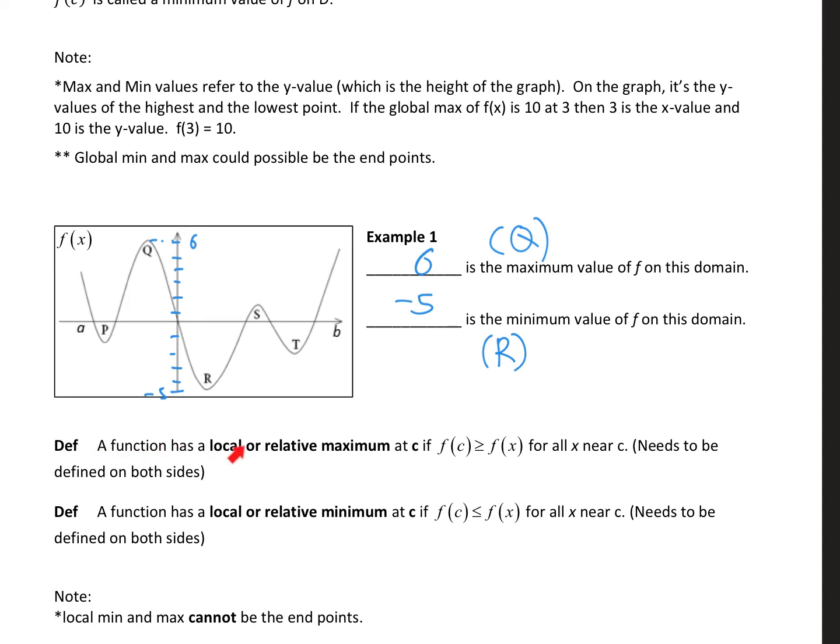A function has a local or relative maximum. So local means just around you, right? If f of c is bigger than or equal to f of x for all x near c. And then same for local min: it's the smallest value around you or near you, right? Near c. All right.